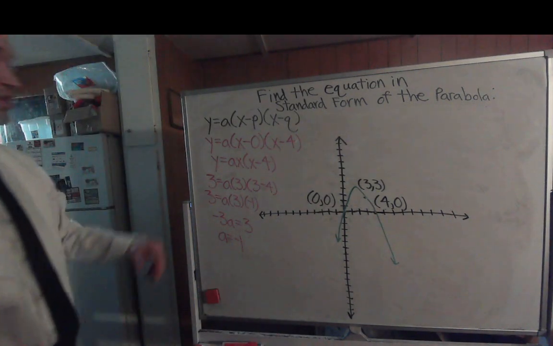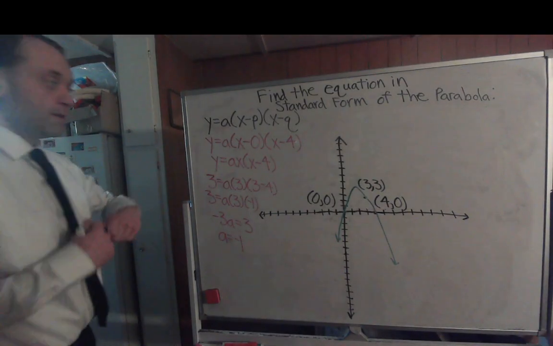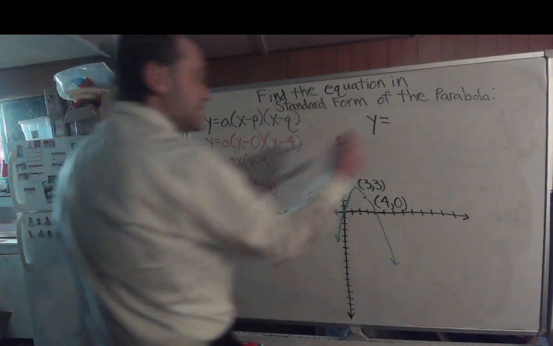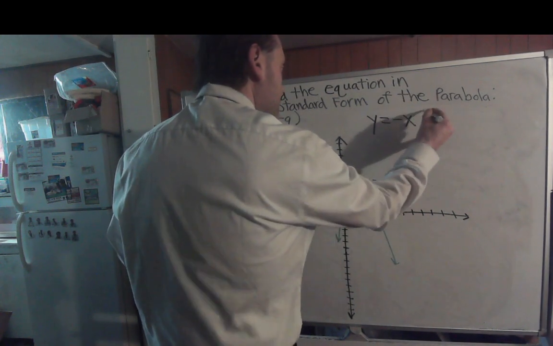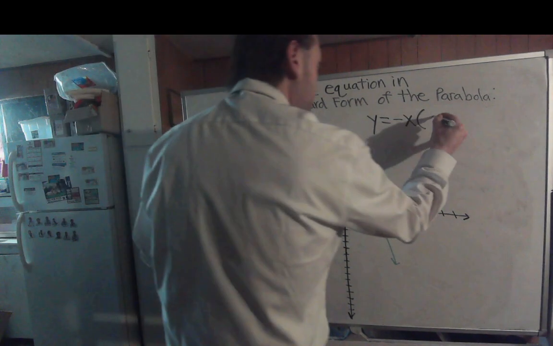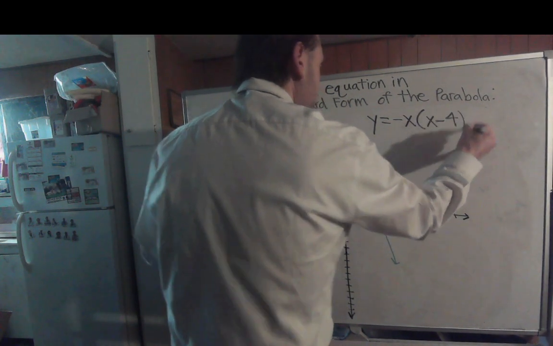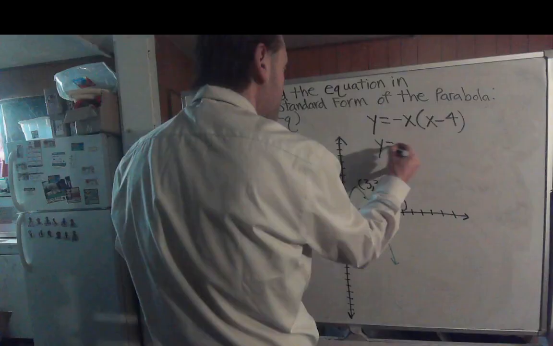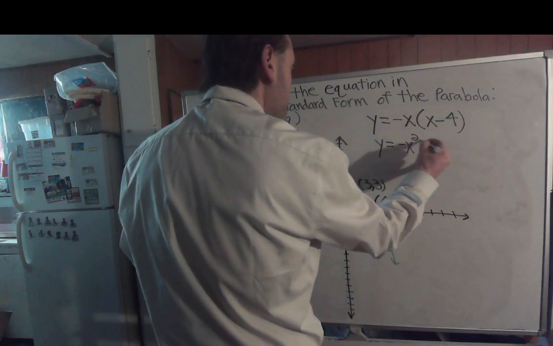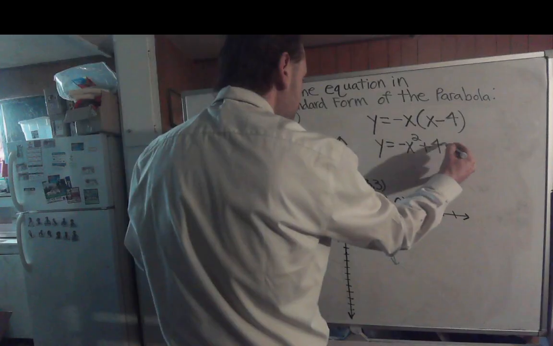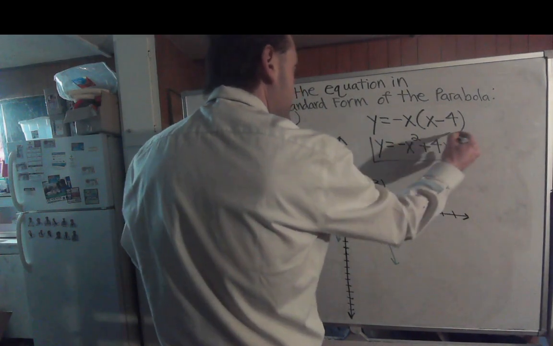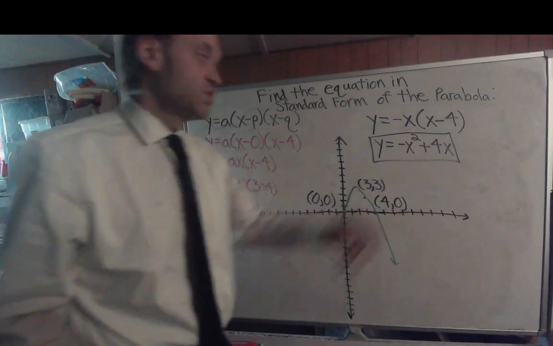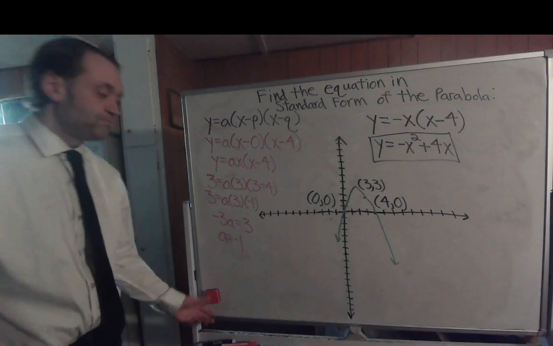Now, come back to your intercept form here. In this case, y would equal, the a is negative 1, so just good old negative x times x minus 4. And then just distribute, you'll get your standard form. Y would equal negative x squared plus 4x. And that would be the equation for this parabola in standard form. Y equals negative x squared plus 4x.